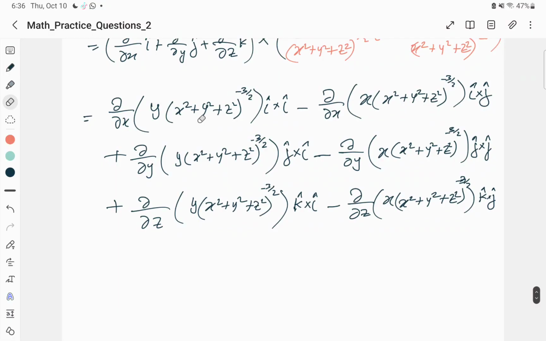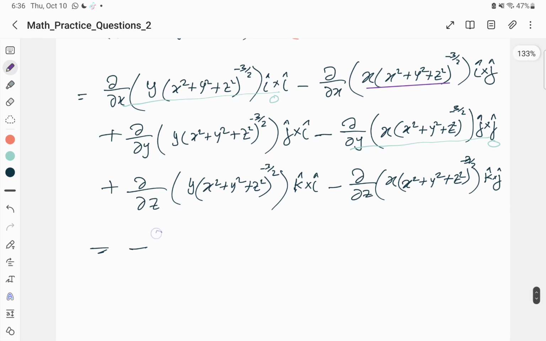Now we calculate each partial derivative. For the first one, you can notice this is i cross i, the cross product of a vector with itself, which is 0, so this whole expression becomes 0. Similarly, this whole expression also becomes 0. Now I am going to calculate the partial derivative of this one, so this negative remains over there. Let's take the derivative of this expression with respect to x. Both expressions contain x, so we have to apply the product rule.